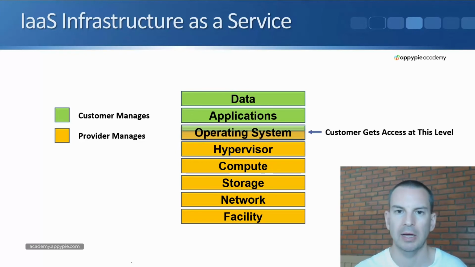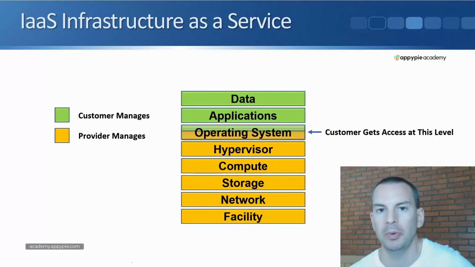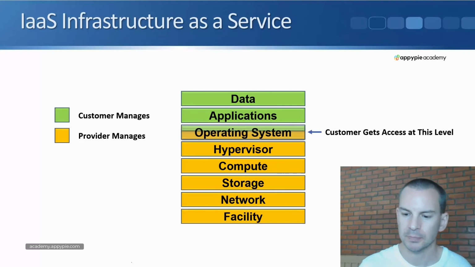And if we look at where the customer actually gets access with IaaS, they will get access at the operating system level. So if it's a Windows server, the customer will be able to remote desktop into the actual desktop, the operating system, and manage everything up from there.